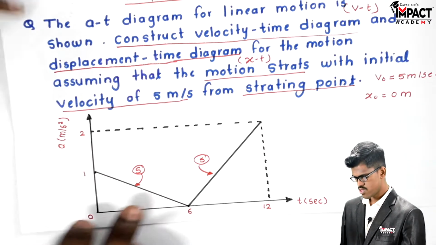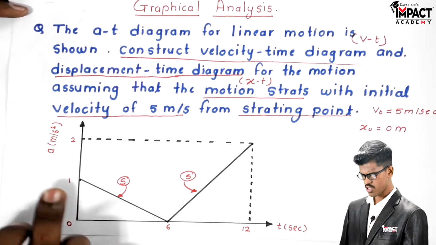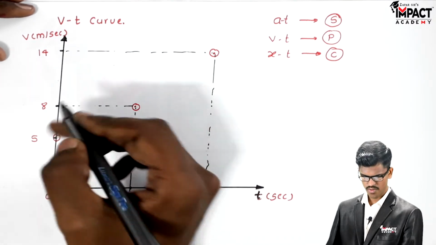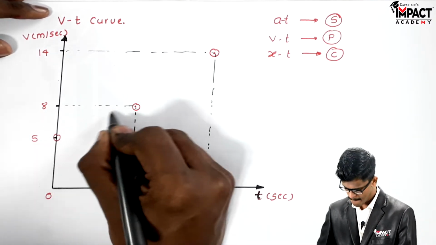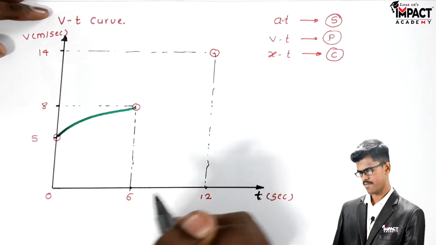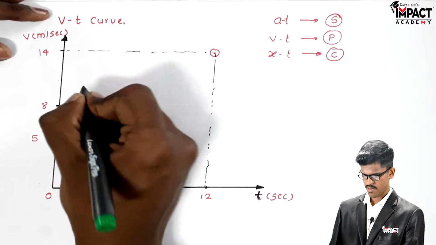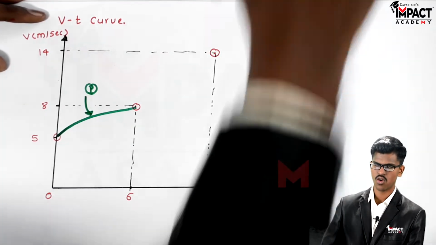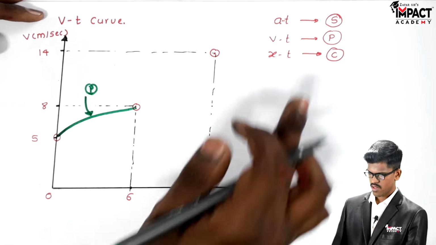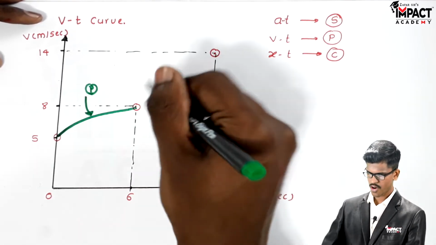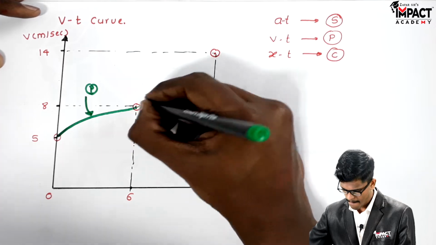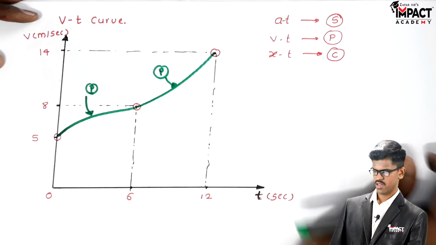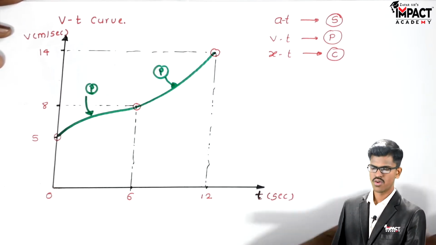So here slope is positive but it is decreasing. So we have to draw a decreasing curve. So the decreasing curve will be parabola in nature. Okay, then from 6 to 12 it is a constant positive slope. Then the nature will be parabola and we have to draw an increasing function curve. Nature is parabola. So we get the vt curve.